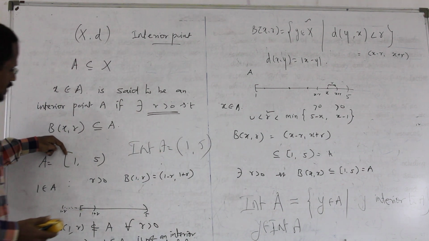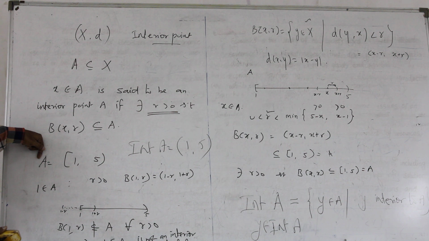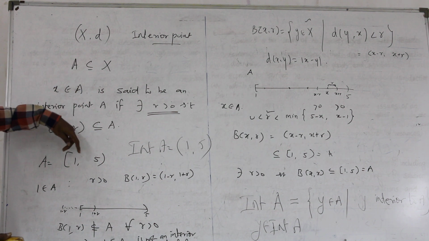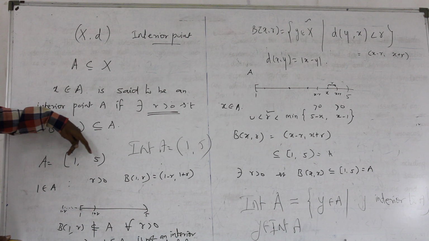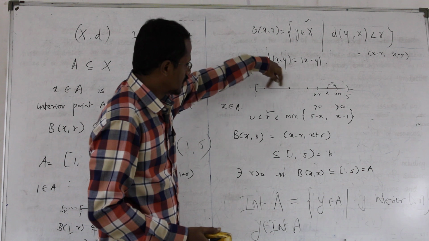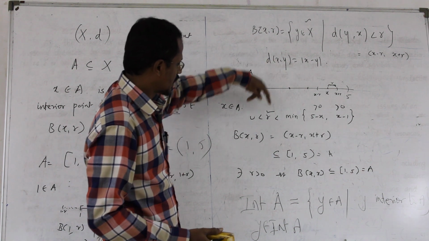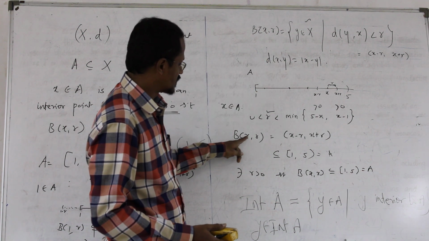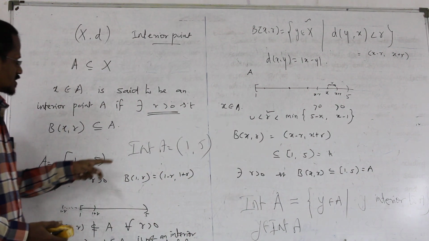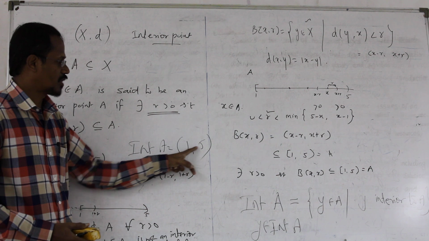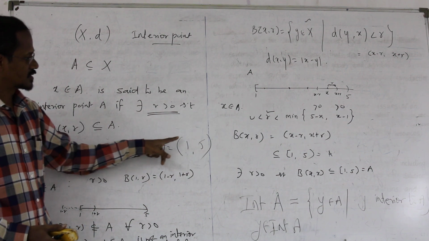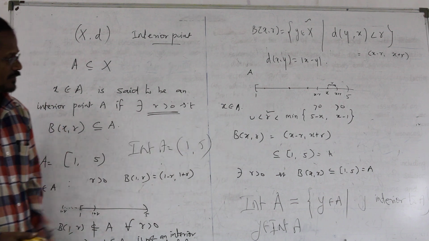The point 1, though it is a point of A, fails to satisfy the interior point property. Therefore, other than the point 1, all the points obey the property that for each such x in the set A, there is an R positive such that the ball with center x and radius R is completely contained in A. Therefore, all the points except 1 obey the property of an interior point of A, and the interior of A in this case is the open interval (1, 5).